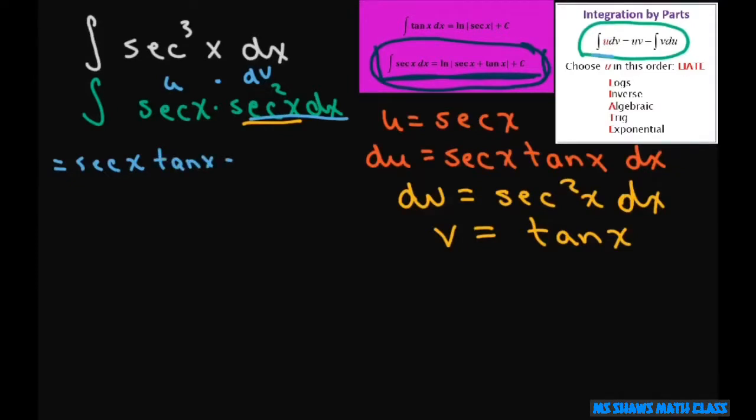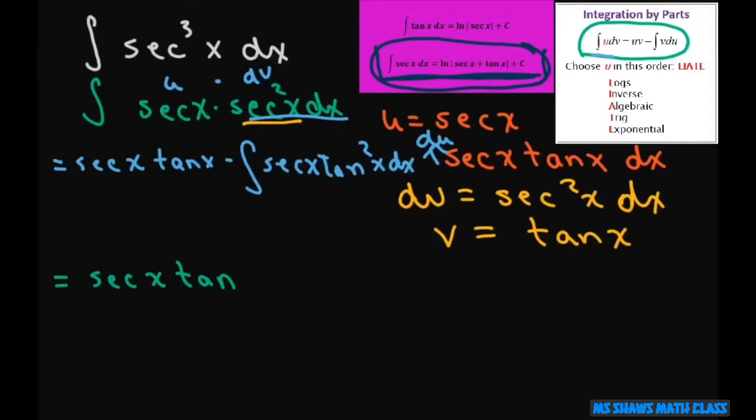minus secant x tan squared x dx. Okay, this was du right there. Now, simplifying this further, we get this equals secant x tan x minus the integral of secant x times, and I'm going to take my Pythagorean identity for tan squared x and write this as secant squared x minus 1 dx.